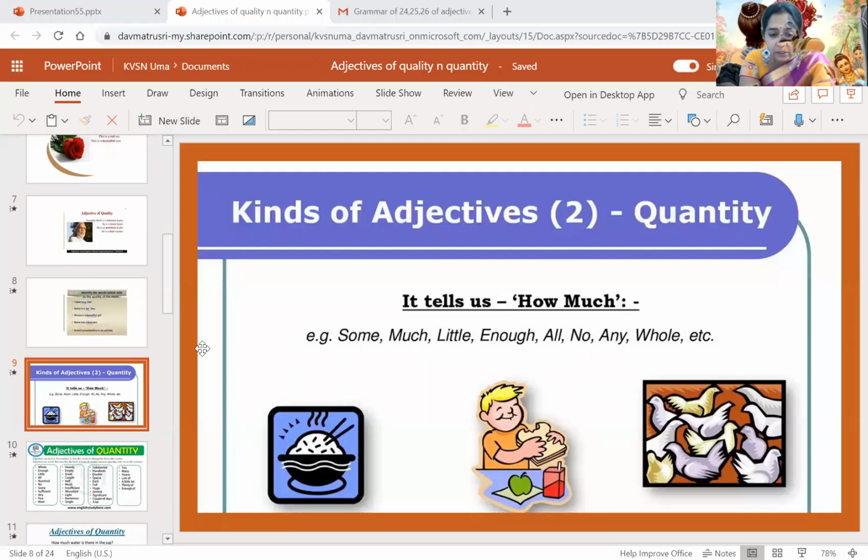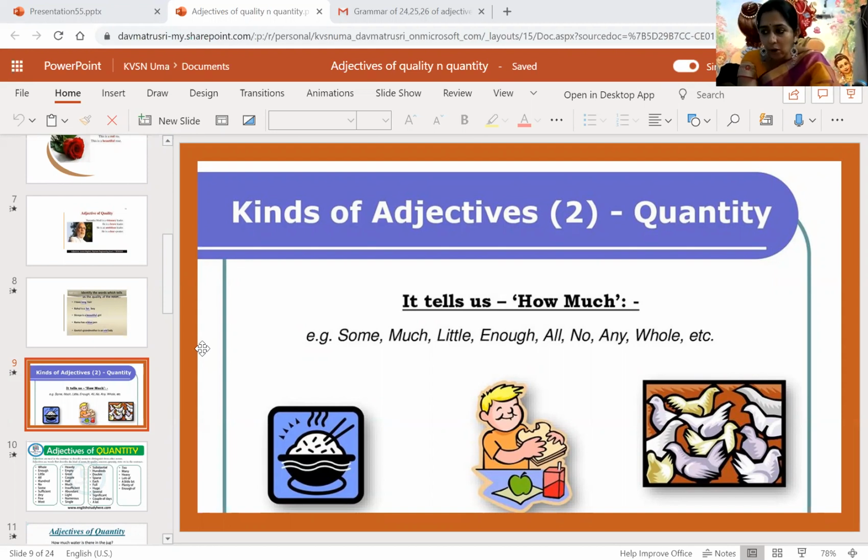Yes. So adjectives of quantity, kinds of adjectives, that is quantity. It tells us how much. As I told you, it tells us how much. That is some: I ate some rice. I want this much only. There's little water in the jug. I ate enough. I don't want much.